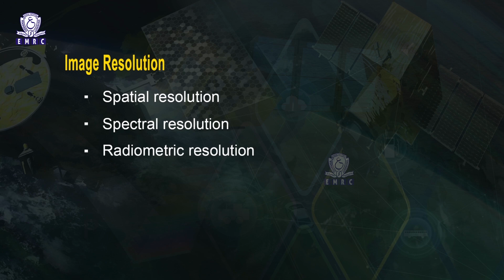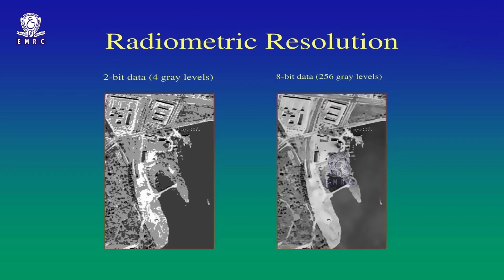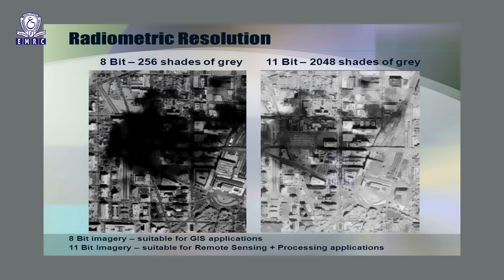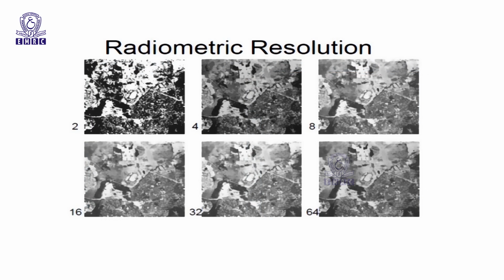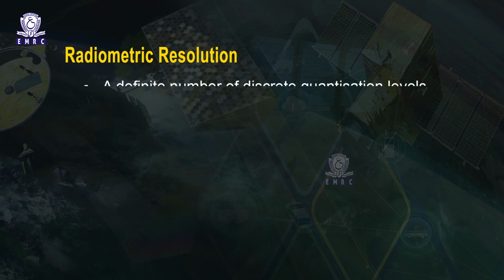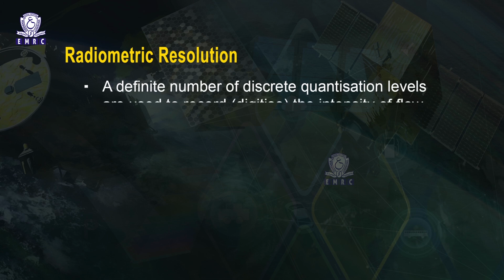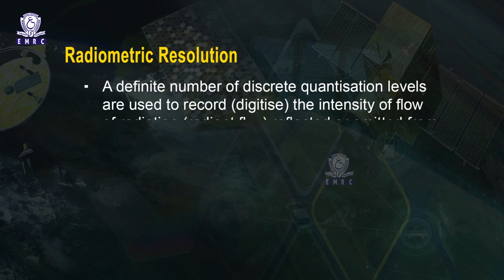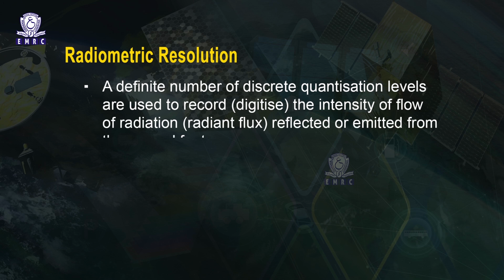Radiometric resolution. As the arrangement of pixels describes the spatial structure of an image, the radiometric characteristics describe the actual information content in an image. The information content in an image is determined by the number of digital levels, quantization levels, used to express the data collected by the sensors. In other words, a definite number of discrete quantization levels are used to record or digitize the intensity of the flow of radiation, or radiant flux, reflected or emitted from the ground features.